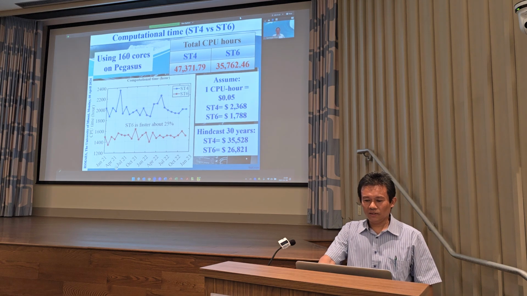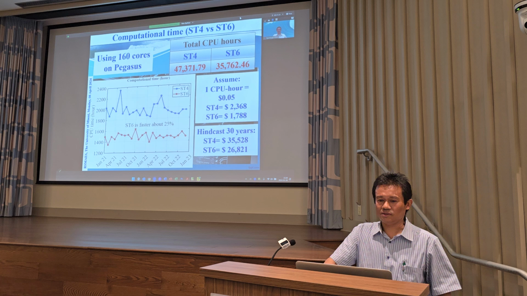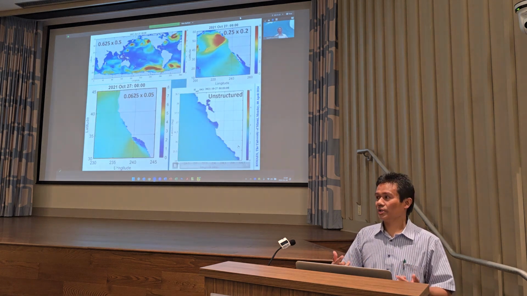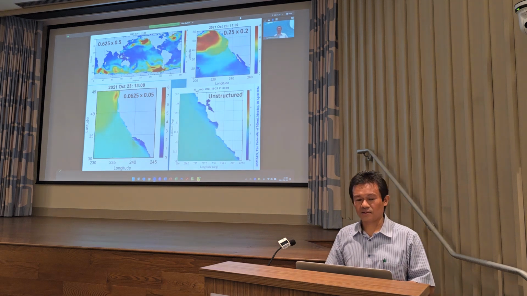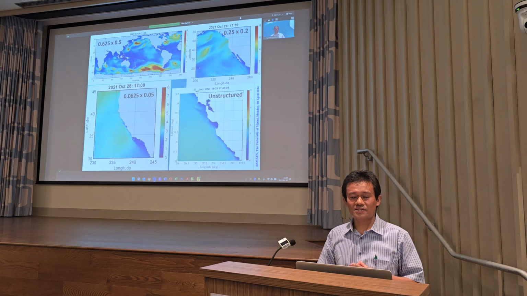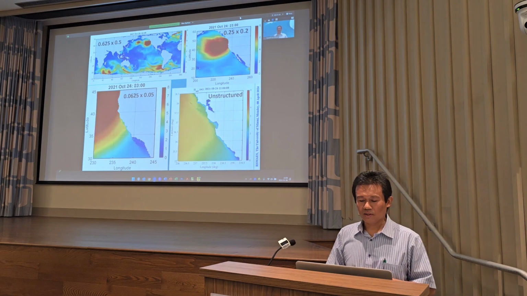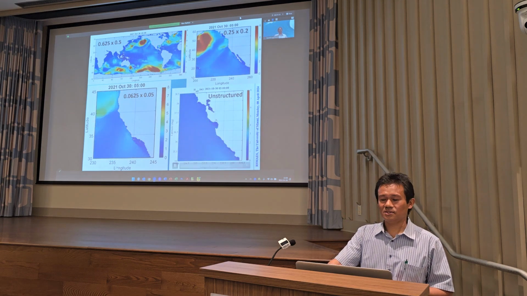Okay, now that's the computational time, so we can choose which one we can use. So if we trust the statistics, then the real significant wave height around Monterey Bay in October 2021 will be like this.